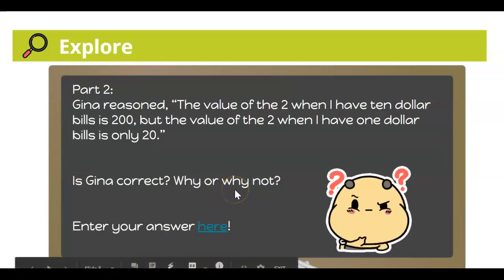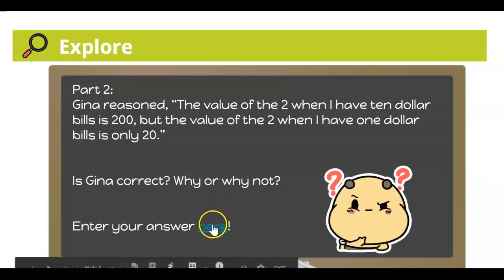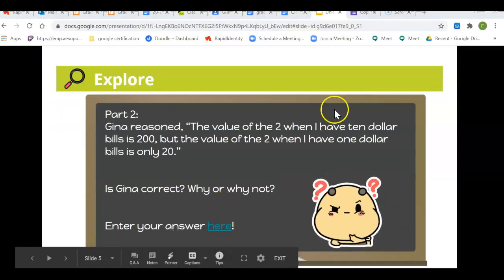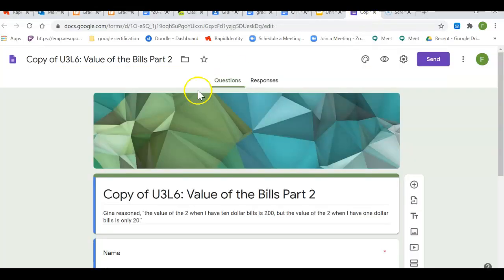It's going to, just like the previous slide, bring you up to a new Google document, and I'm going to want you to put your answers inside of that document. You're going to type them into there. You click right here, it brings you up to a new screen and a new tab, and this is what you have. It's a document to answer that question.